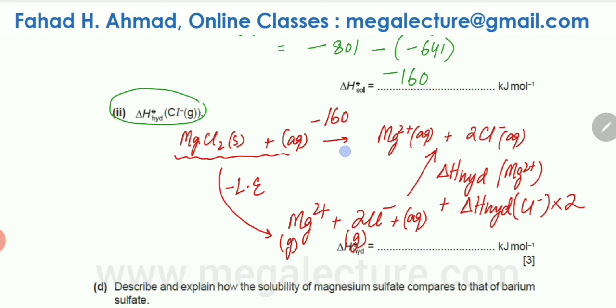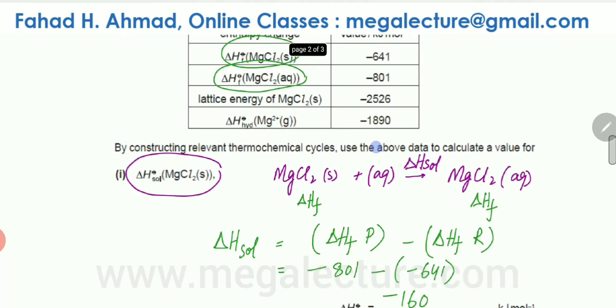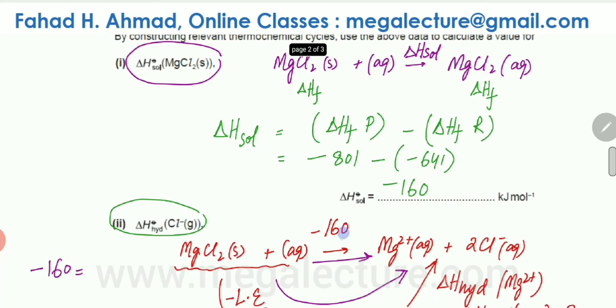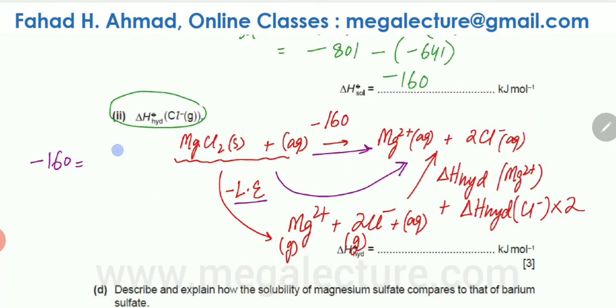Now we know that one path is equal to the other path according to Hess's law. So we're going to just do that. That means minus 160 is equal to the negative of lattice energy. So let's go back, and the data is given in the table. The negative of lattice energy is going to be 2526. So minus 2526, if you put a minus sign in front of it, it becomes 2526.